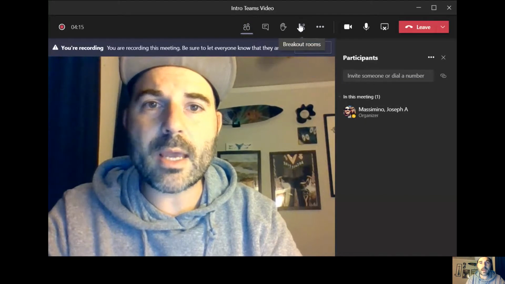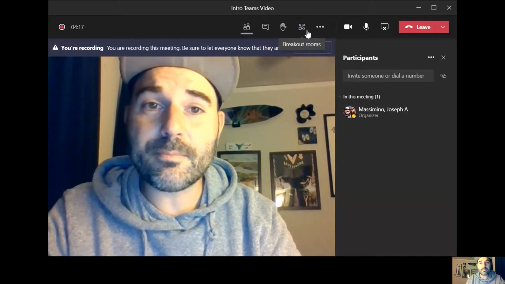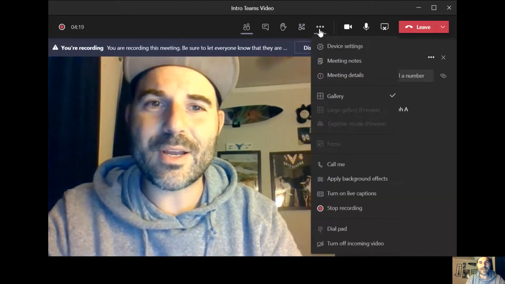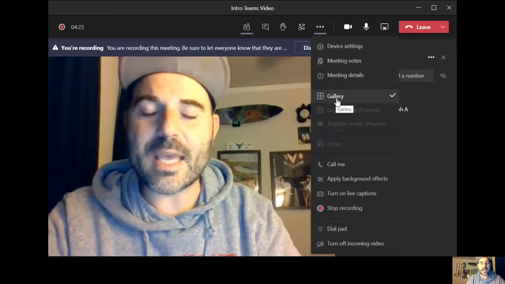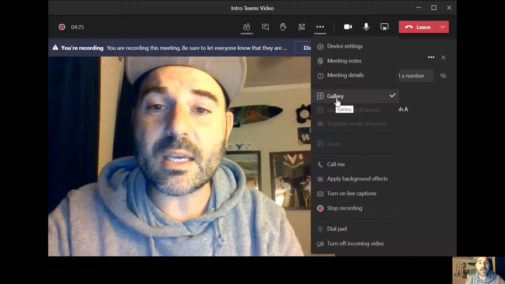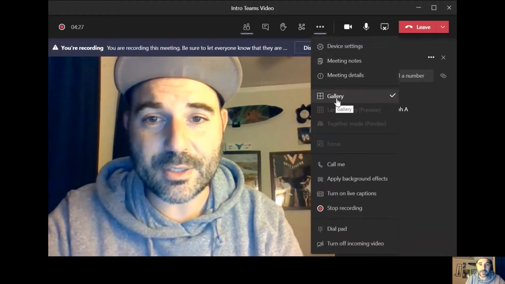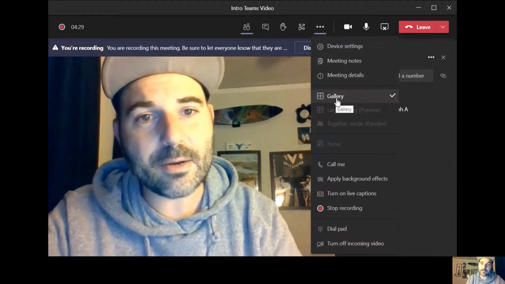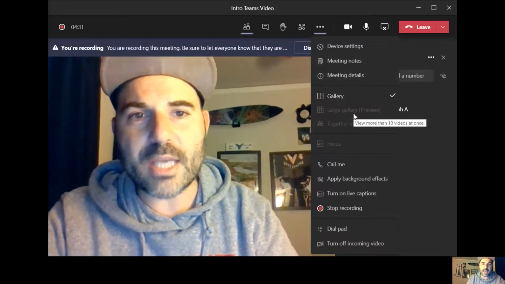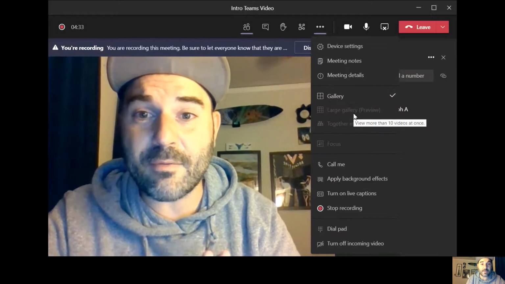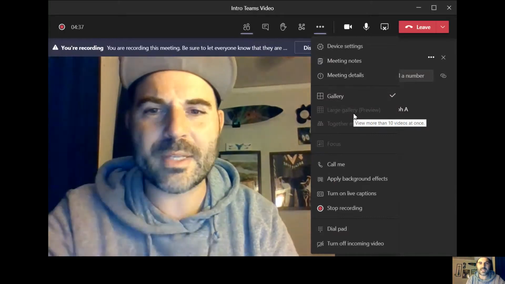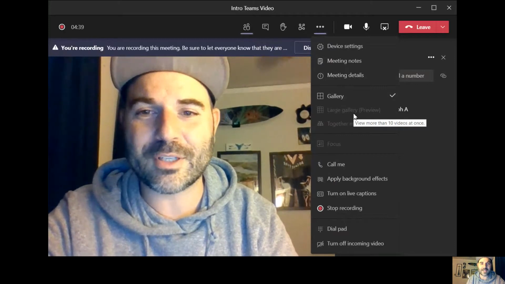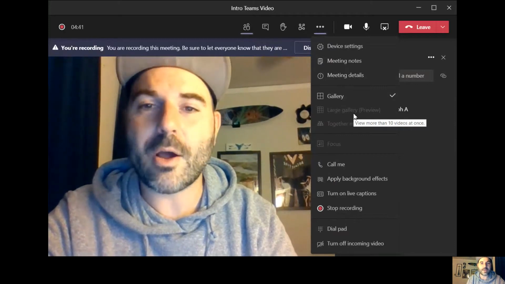Don't worry about breakout rooms, that's for your teacher. You know what else? Look at this. Gallery. Gallery means that you can see a couple of students in your class and the speaker. Large gallery means you can see everybody that has their camera on, but the squares are a little bit smaller so that all of your classmates can fit on the screen.